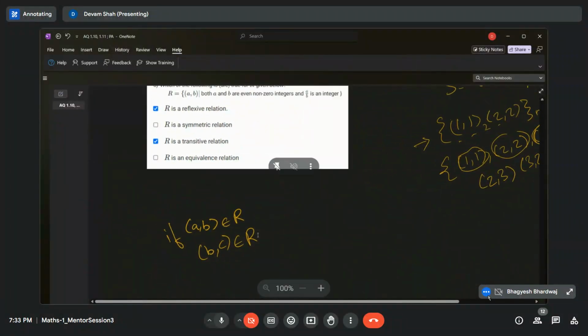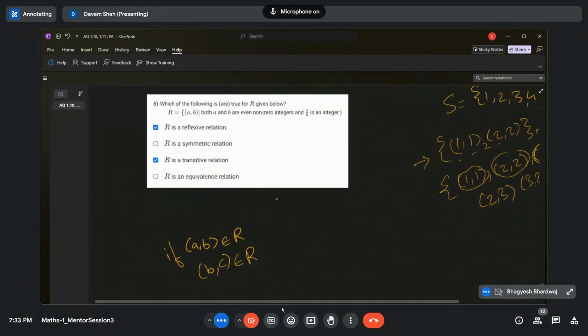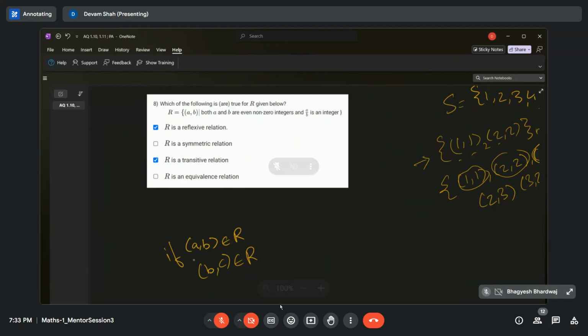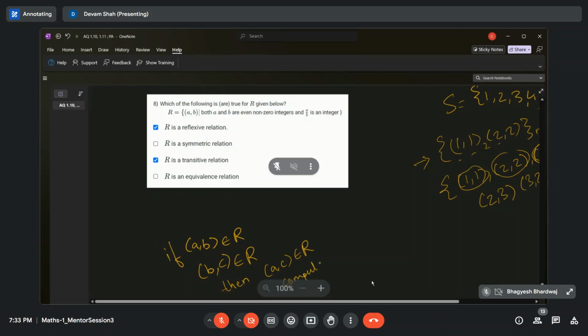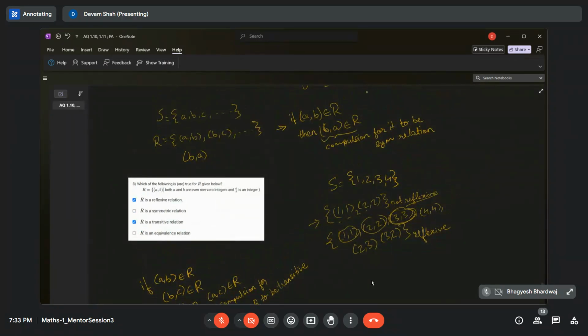Now coming to transitive. If A comma B is there in the relation, and B comma C is also there, then A comma C, that is this back to this, should be in R. It's a compulsion for R to be transitive. So now we know the basic definitions.